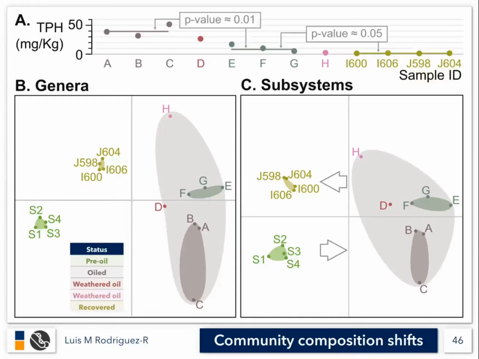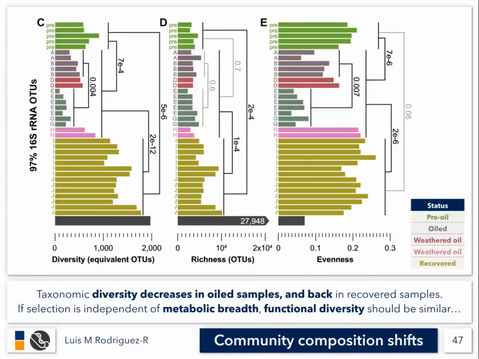And these plots here are ordination plots. The distance in the plot somewhat reflects the difference between these communities. And what we can see is that indeed there was a strong effect, both in the taxonomic makeup of these organisms, who was there, but also in the functional makeup. What were they doing? So these were very strong community composition shifts.